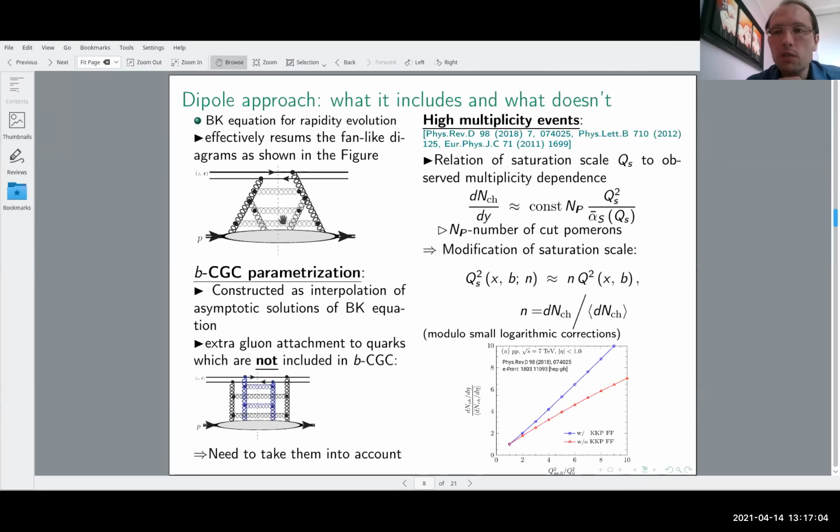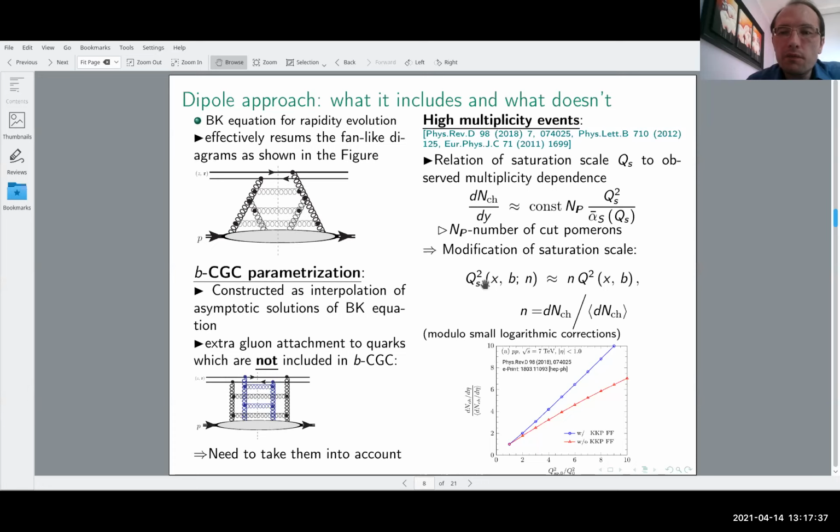When we consider in evaluations some phenomenological parameterizations, like for example bCGC, we understand that they try to interpolate different asymptotic regimes of the BK equation, and for this reason, they also approximately take into account such contributions. But they don't take into account in any way diagrams which include two or more attachments of Pomerons to quark-antiquark lines. Extensions of this approach for the case of high multiplicity events were discussed in the literature a while ago.